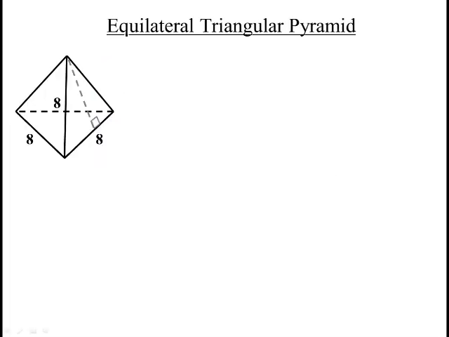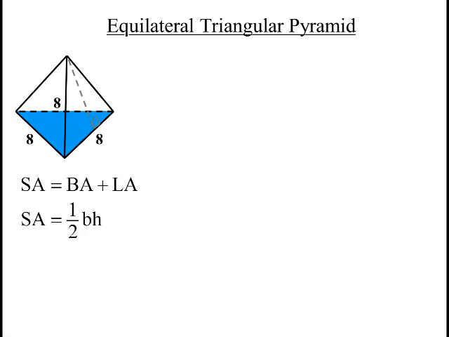Okay, why don't you try to use that formula, see if you can find the surface area of this equilateral triangular pyramid. Alright, so the general formula again we said is base area plus lateral area, where the base this time is a triangle, so I'm going to use 1/2 BH for that base area. And then the lateral area is going to be 1/2 PL, where P is the perimeter of the base and L is the slant height.